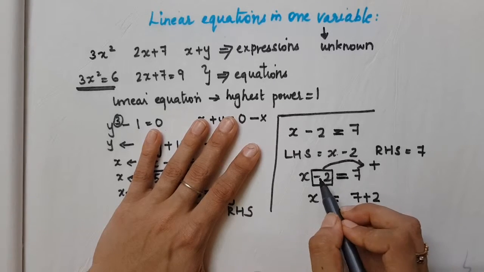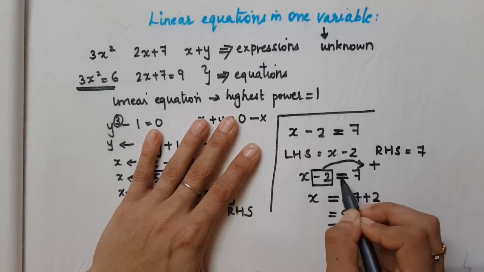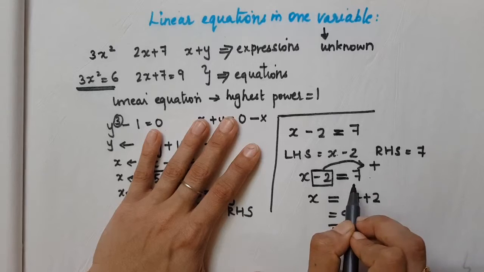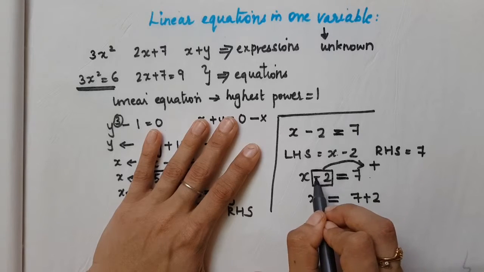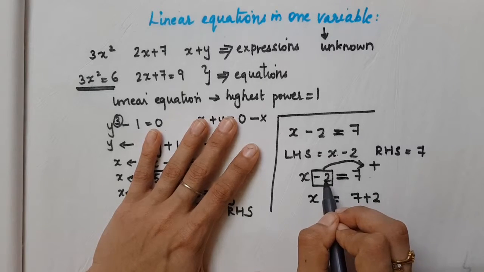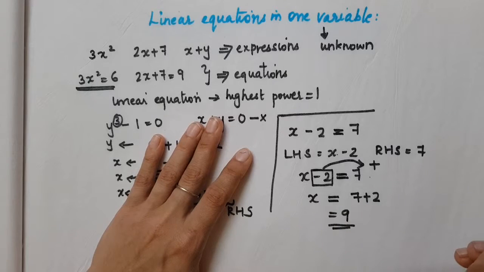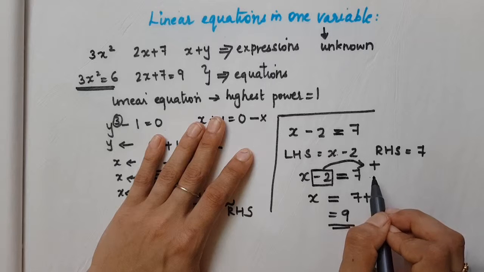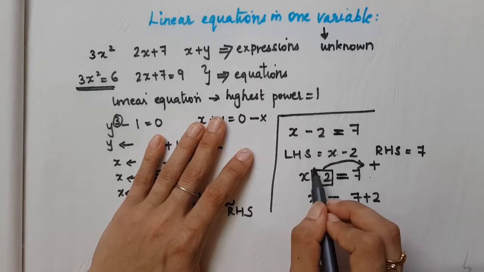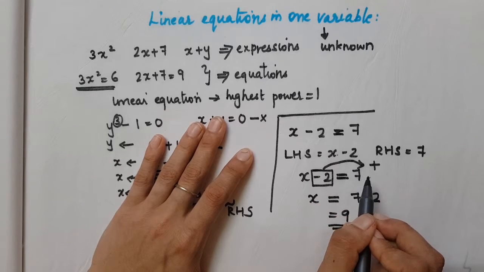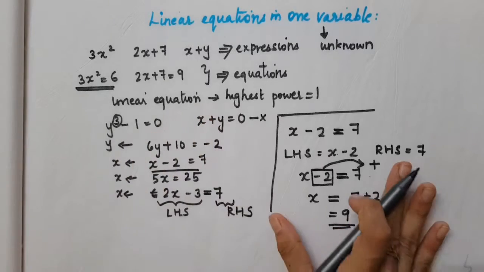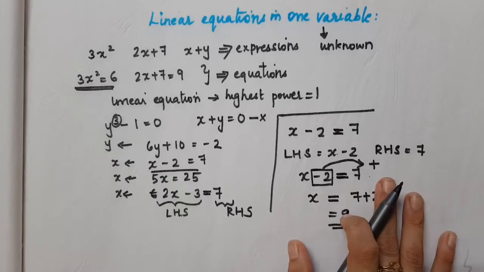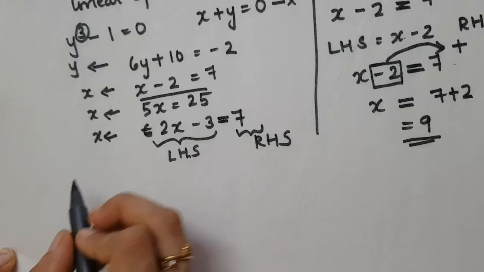If it was a positive number, that is plus, if you're taking it across the equation it will become minus. If it is a multiplication, if you're taking it across the equation it will become division, and if it was division it will become multiplication. So that's how it works. If you're taking it across the equation, the sign will change. So let's see one more example.